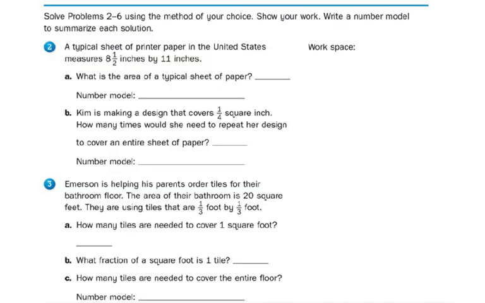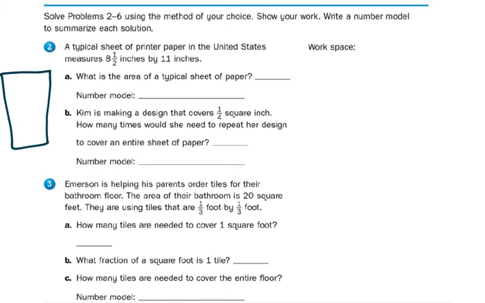So let's go ahead and move on to problems 2 through 6. It says solve problems 2 through 6 using the method of your choice. Write a number model to summarize each solution. So let's start with the first one under this blue line, number 2. A typical sheet of printer paper in the U.S. measures 8.5 by 11.